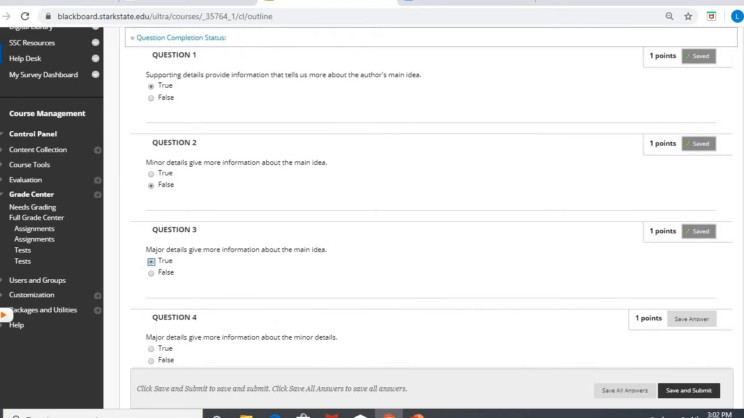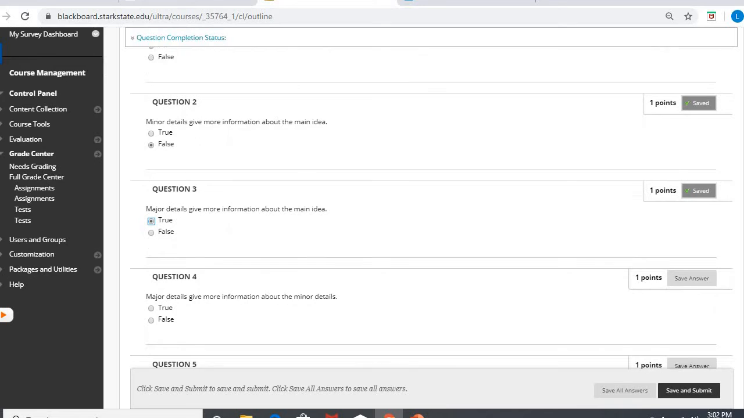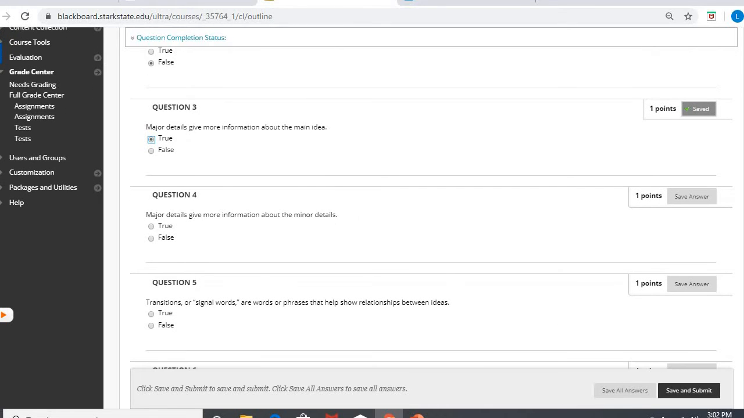So far we said number 1 was true, number 2 is false, number 3 is true. Number 4, major details give more information about the minor details. It is flipped. That's false. It is minor details that give more information about the major details. So they got it backward there, which is why question 4 is false.